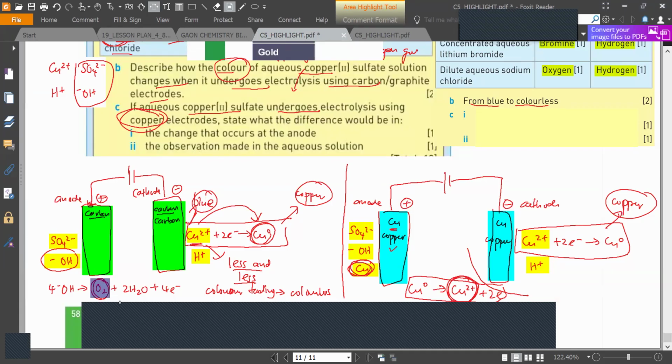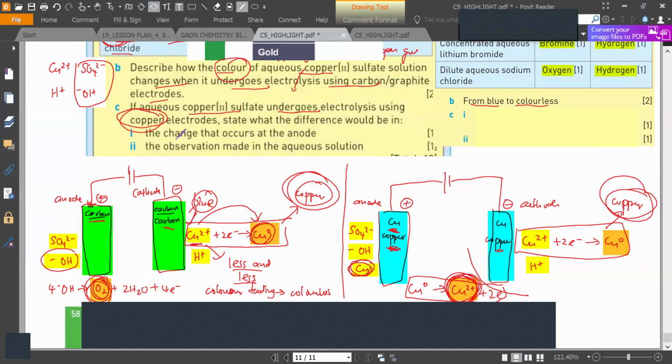This one, the product is oxygen. This one, the product is copper. And this one, the product is still copper here. But here the product is copper 2 plus. So now we have different products: here it is still the same copper, but here it is oxygen, and here it is copper 2 plus. This is the effect when we change the electrode from carbon to copper.